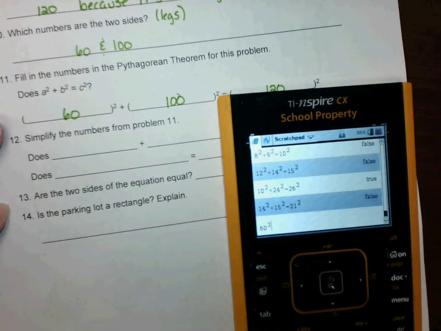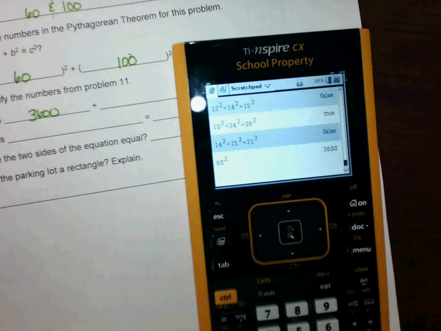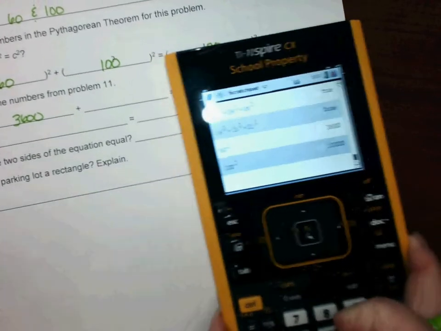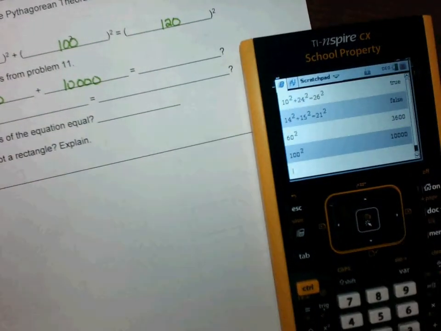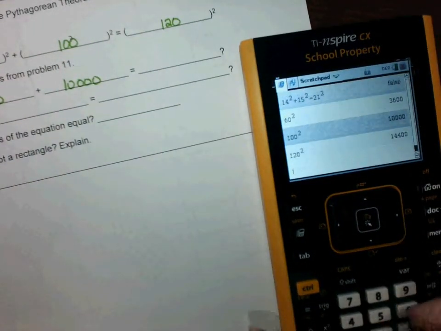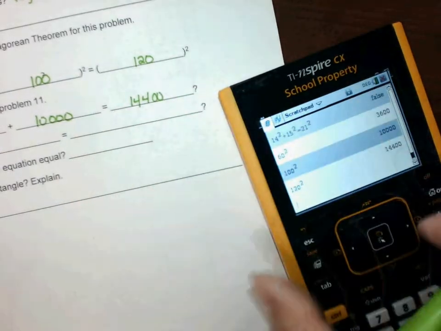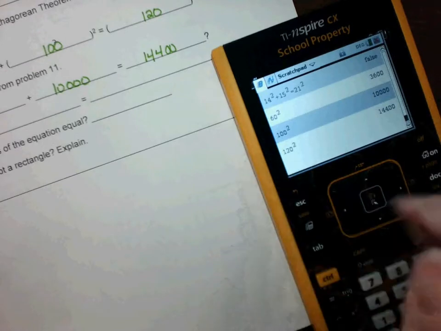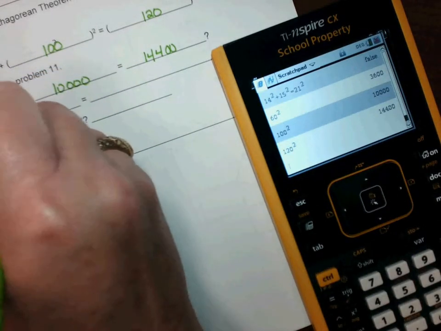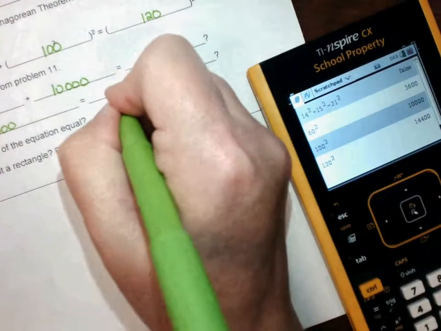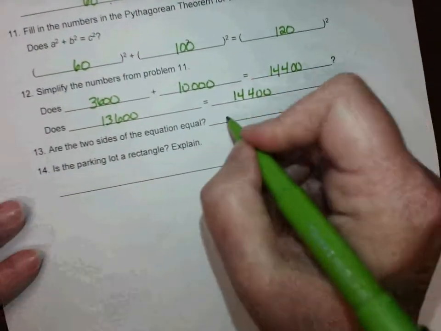60 squared is 3,600. 100 squared is 10,000. And it would have to equal 120 squared, which is 14,400. So the question is, is that true? 3,600 plus 10,000 would be 13,600, and that does not equal 14,400. So this is a no.